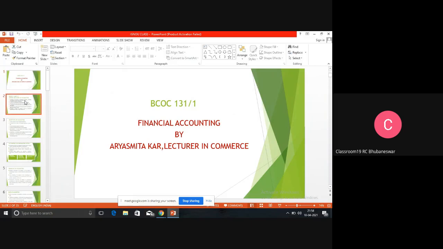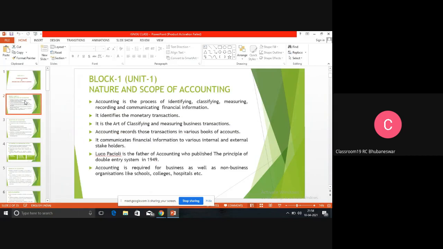Before we start financial accounting, we have to understand the nature and the scope of accounting. So what is the nature of accounting? Accounting records, classifies, measures, interprets the financial transactions and communicates those transactions to internal and external stakeholders.